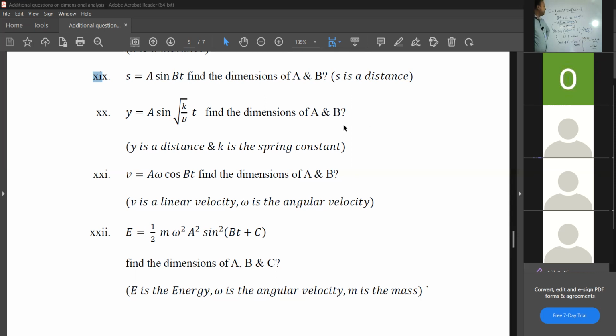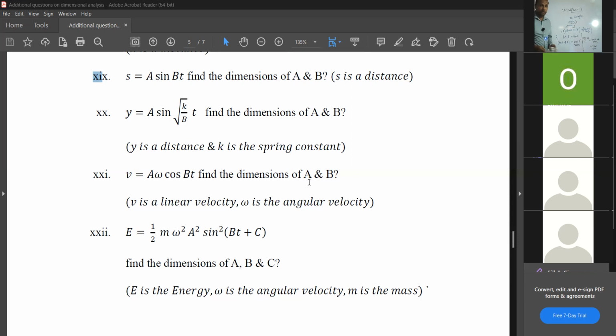So what is the answer for question number 19? The unit of A. Yeah, it is M, meter. Because the dimension of A is L, so it is meter, because it is not a physical quantity which is inside a trigonometric function. So we can use that one as A.